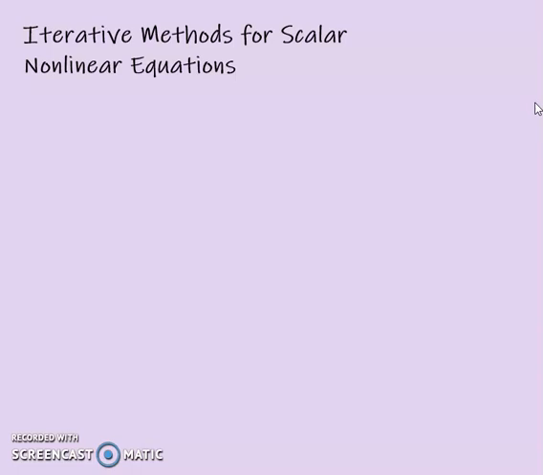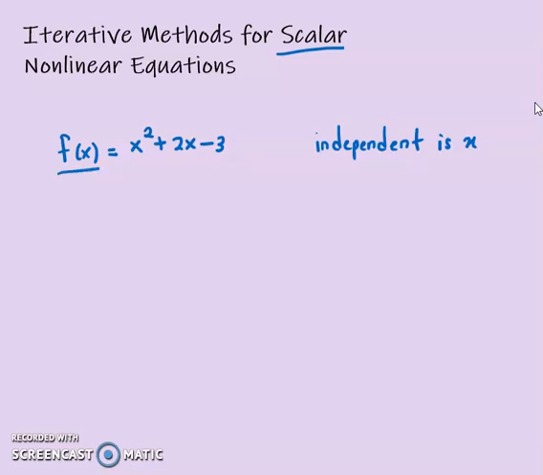Hello everyone, so today we're going to look at solving scalar nonlinear equations. So if you recall this function, x squared plus 2x minus 3. Okay, so why is this nonlinear? A function is said to be nonlinear if the independent variable, so our independent variable is x, occurs other than the zeroth or first power. So this is x power 2. In other words, you have more than one solution for this when f(x) equals 0.